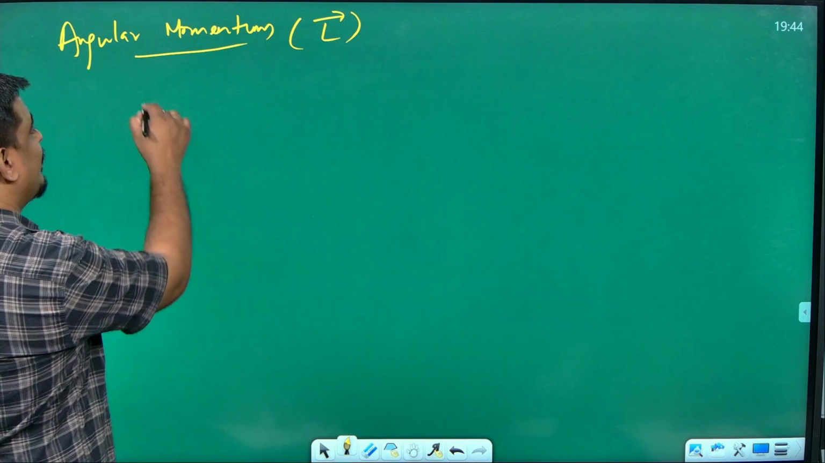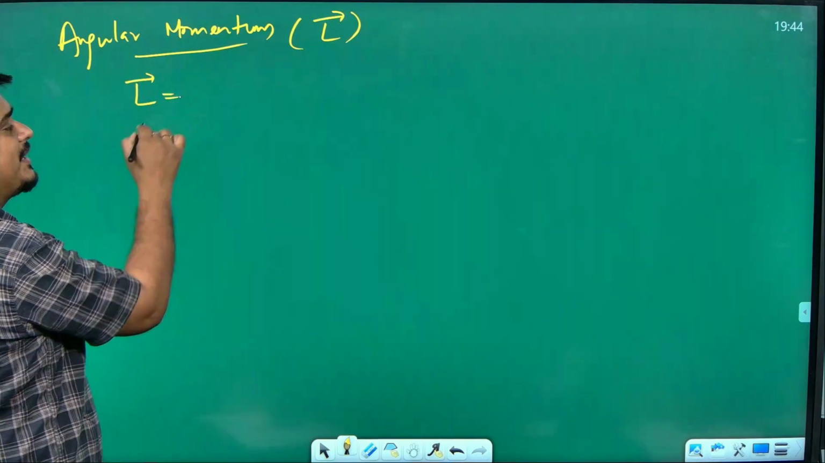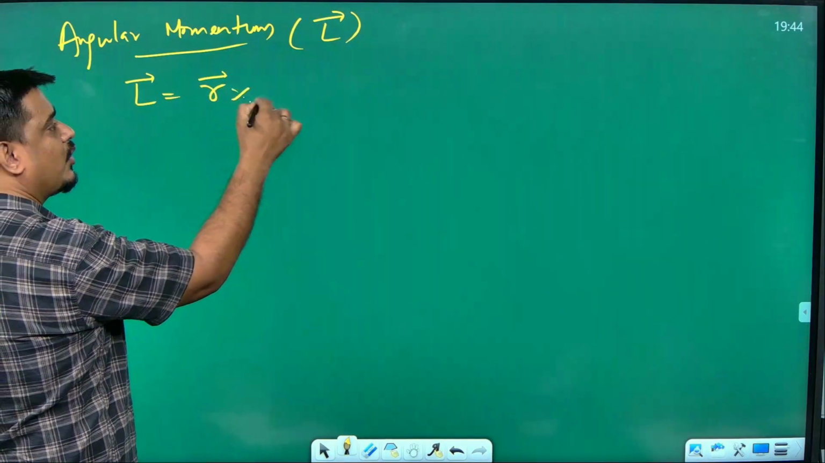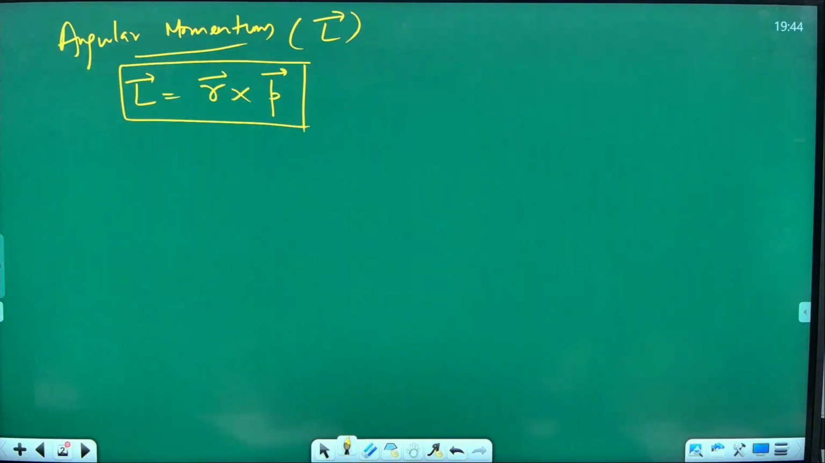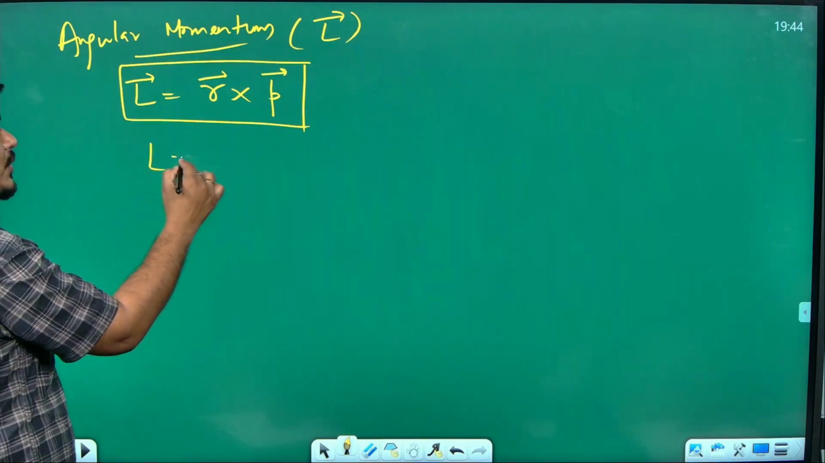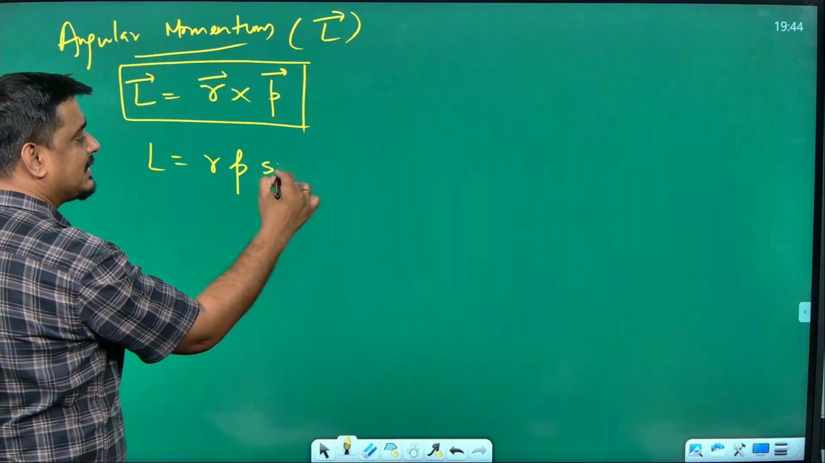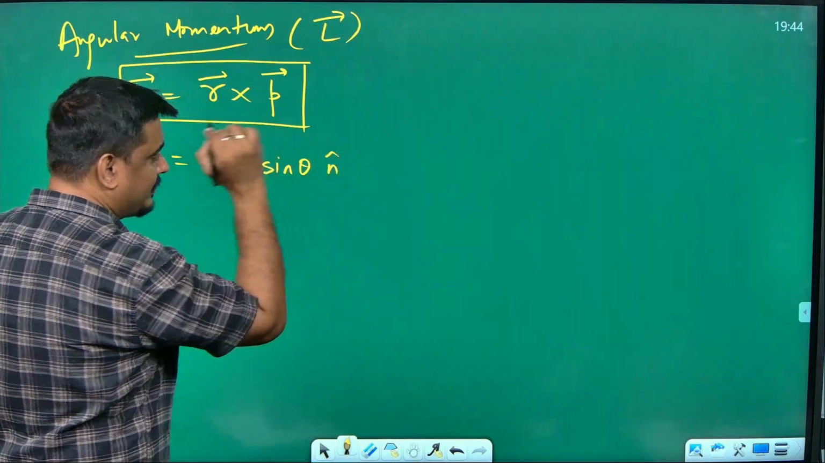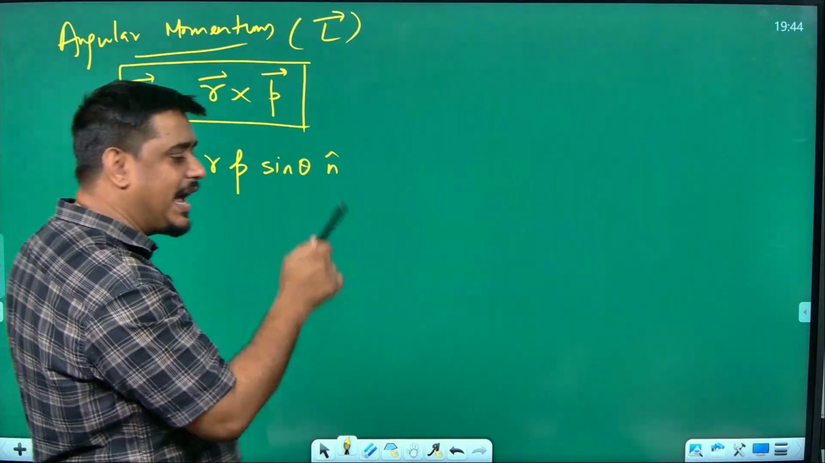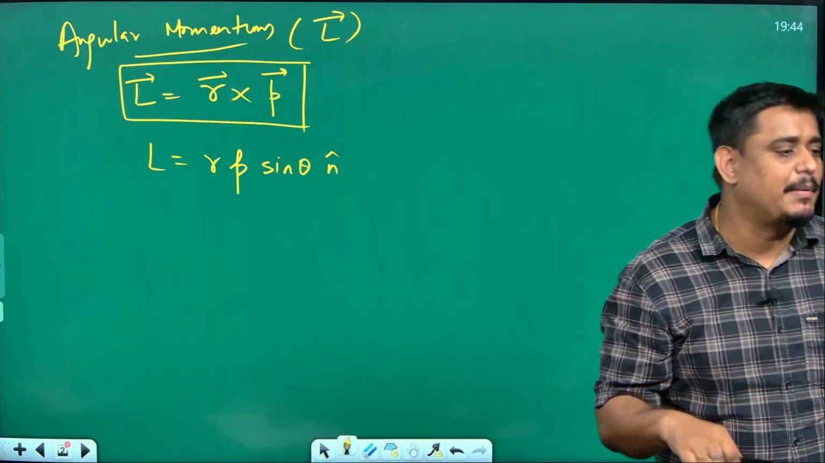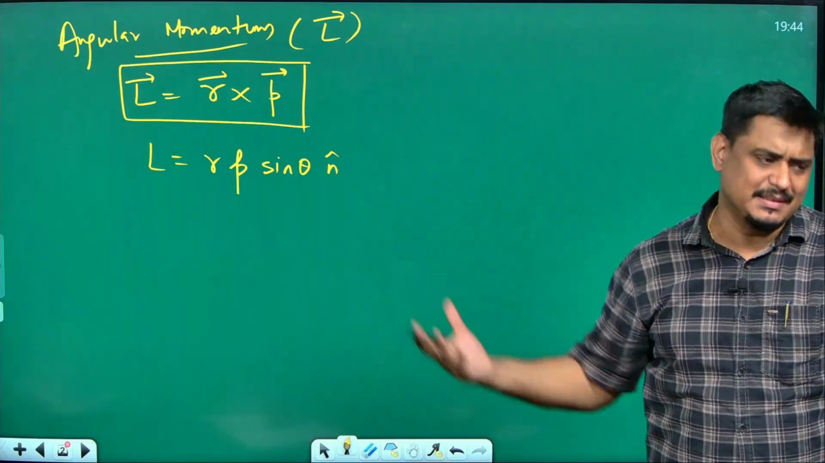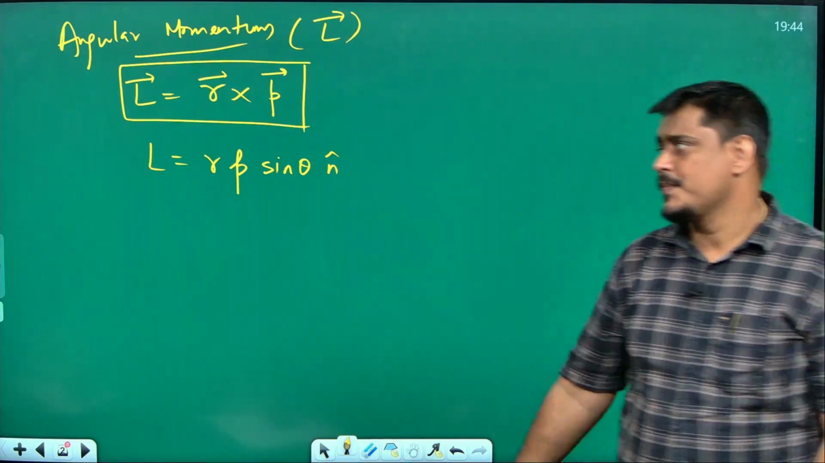Once again, the moment I say moment of, what does it become? R vector cross P vector. So the mathematical expression for angular momentum is R vector cross P vector, which will make L equal to R P sin theta n cap, isn't it? What will be theta here? Angle between R and P. What will be n cap here? Direction perpendicular to the plane consisting of R and P. Simple, very similar to torque.